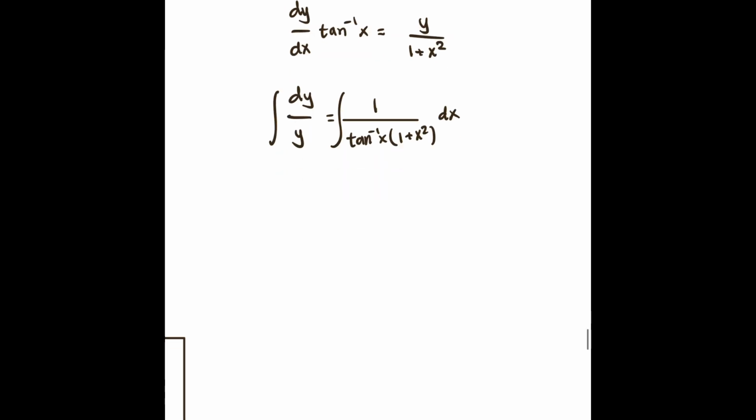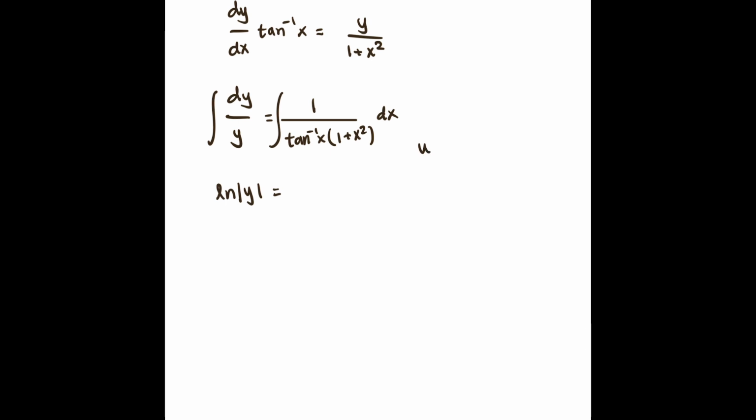So group all of the y's on one side and then all of the x's on the other. Oops. dx. So now let's integrate both sides. The integral on the left-hand side is easy. That's just the natural log of y, absolute value. And then for the integral on the right, we want to use u substitution.